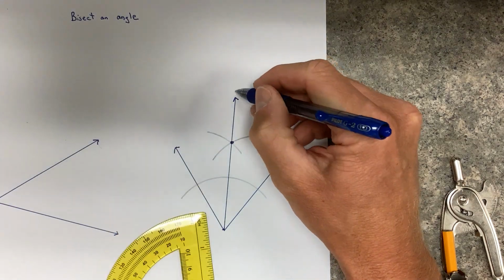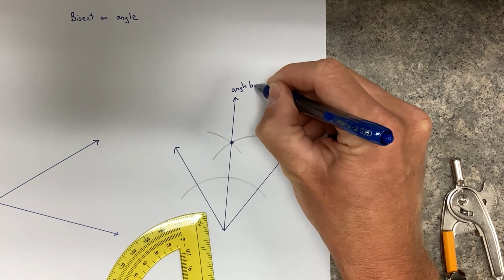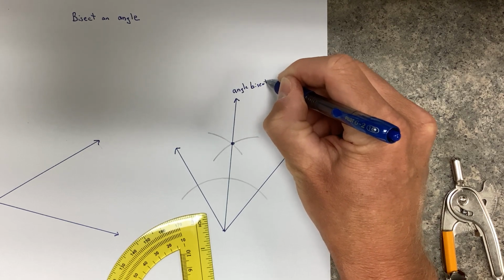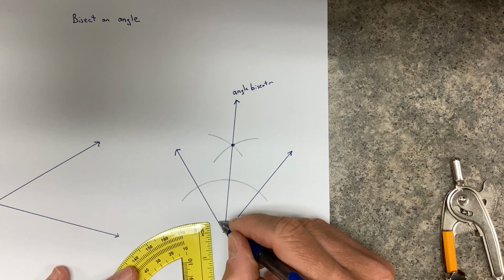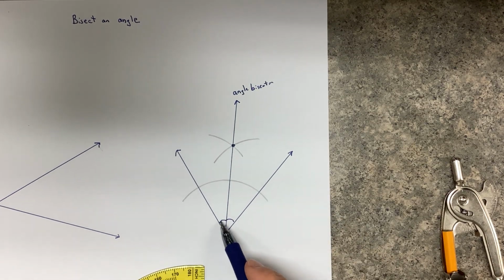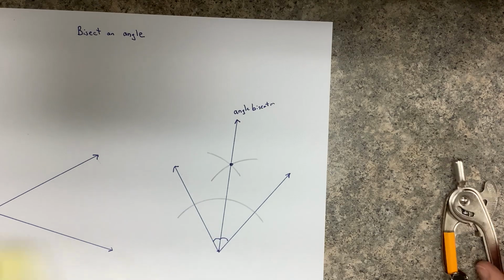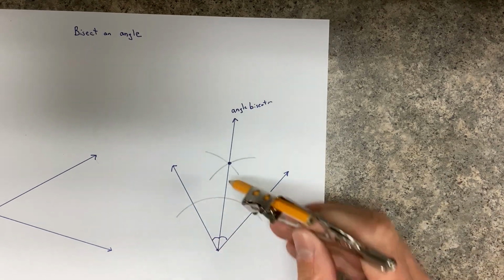This guy is the angle bisector. It cuts that angle into exactly two congruent angles. So if that's 22 degrees, that's 22 degrees. If that's 35, that's 35. I split them. Again, a circle and then boom, boom.